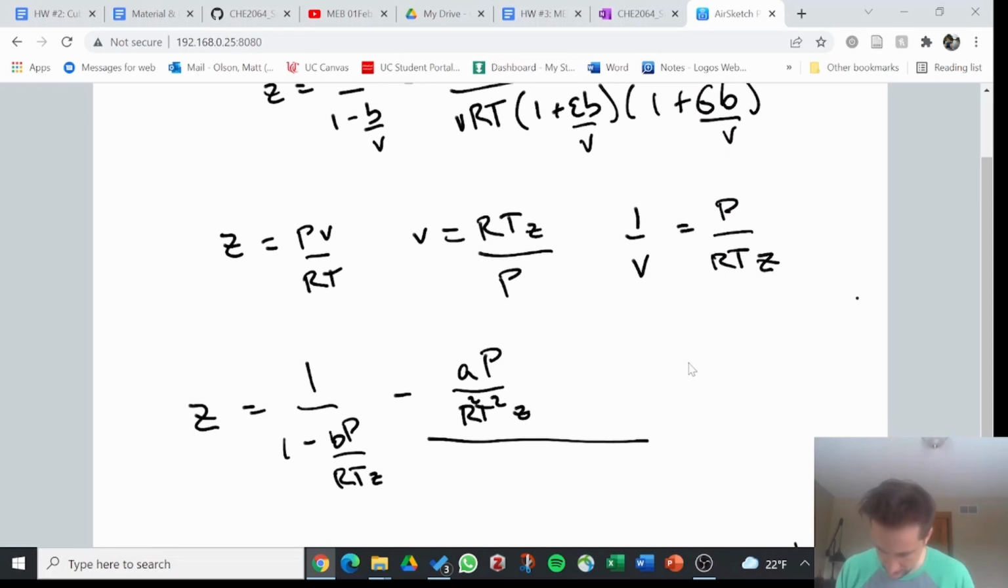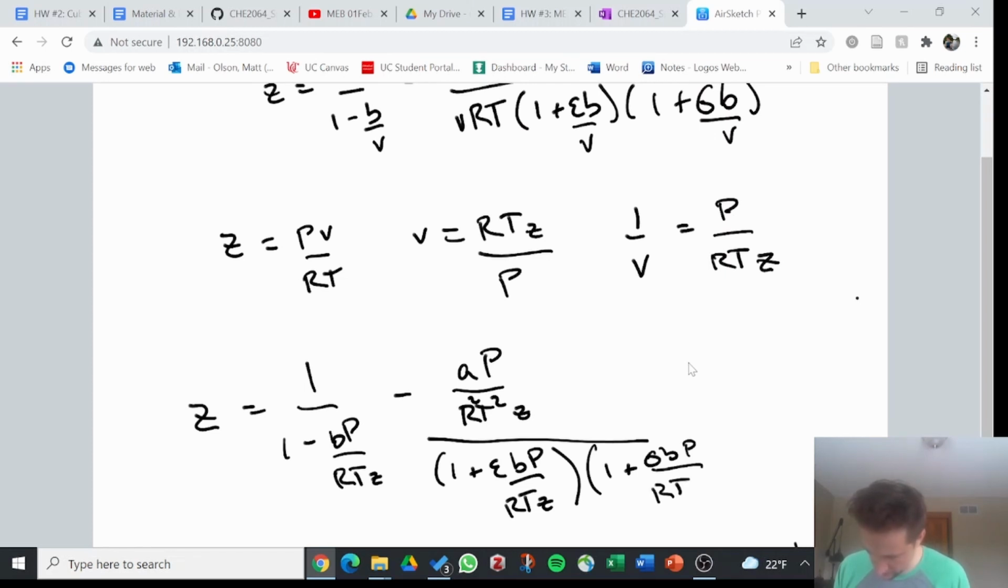Now let's go ahead and just have our two factor terms here. So that's going to be substituting in our V, which still is going to give us 1 over epsilon B, and then it's 1 over V again. So now with the inverse, we're going to do P over RT Z. 1 plus sigma, it's better sigma that time, B, and then again the reciprocal of V, 1 over V, so we got P over RT Z.